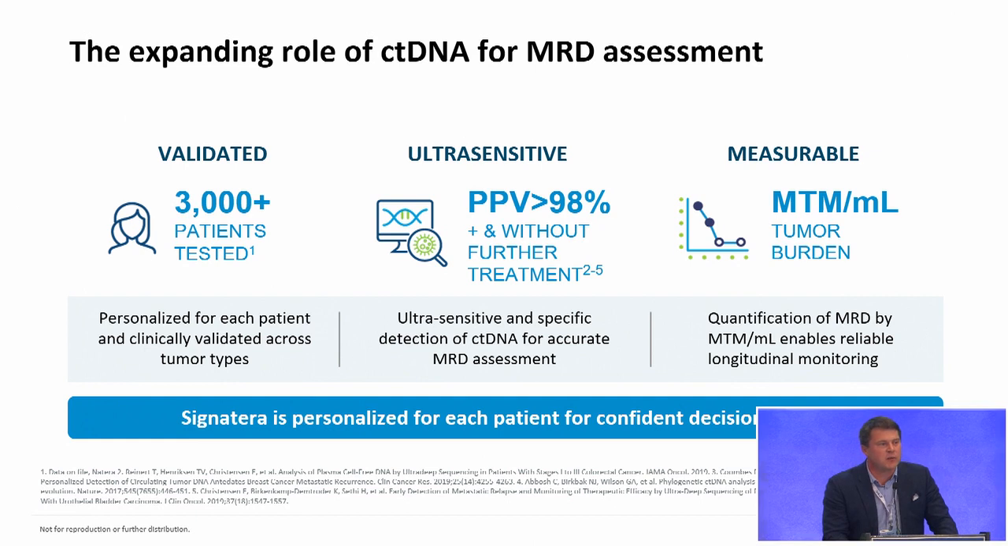Also, technologies need to be ultra-sensitive in this setting. You have to be able to detect down to molecules in a tube of blood and be able to do that reliably and reproducibly. And then lastly, you need to be able to quantitate the ctDNA. A qualitative test is not enough. Really, we have to know what the levels are and how they change over time.